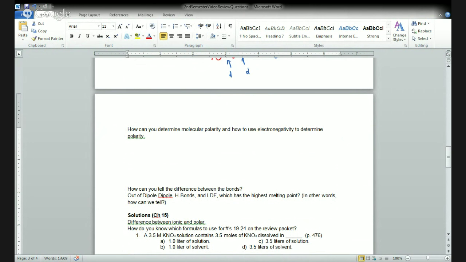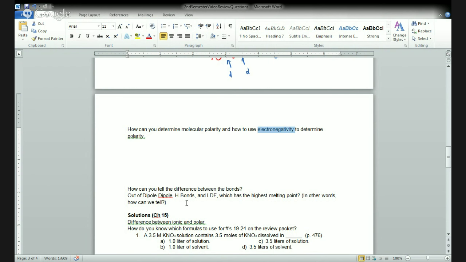You guys do not need to memorize that. That's simply something that will be provided for you. You just have to know how to use them. So how you use the electronegativity numbers is based off a little bit of a rule.